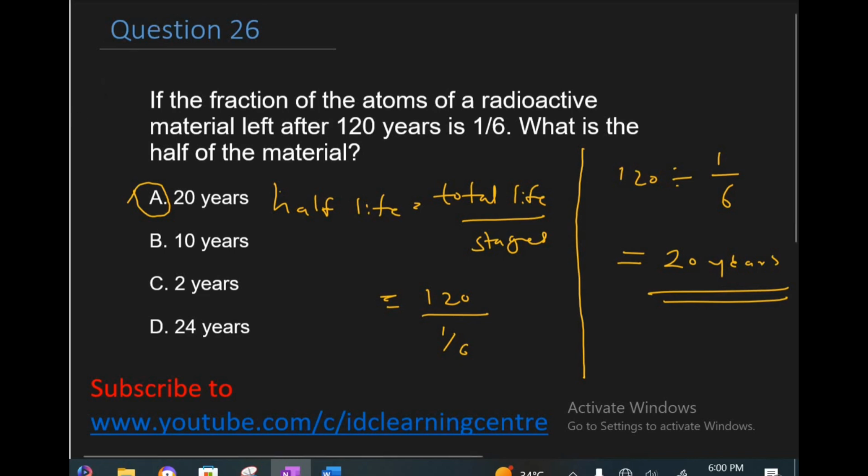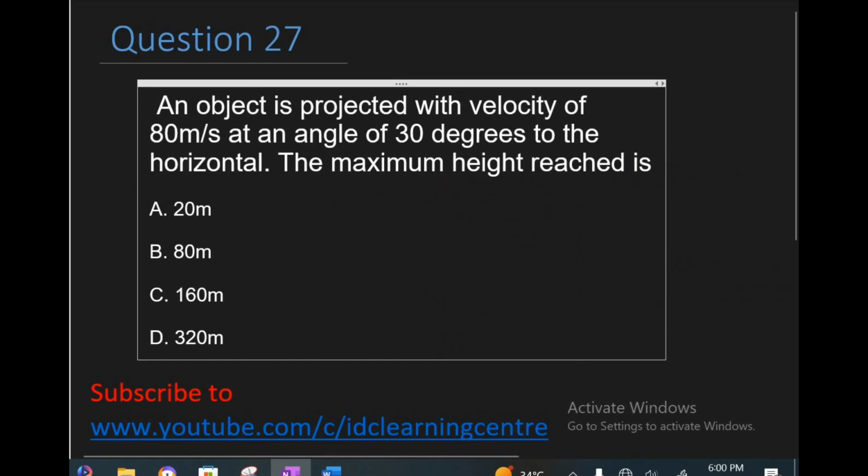So the next question here is question 27. Question 27 says, an object is projected with a velocity of 80 meters per second at an angle of 30 degrees to the horizontal. So the maximum height is dash.